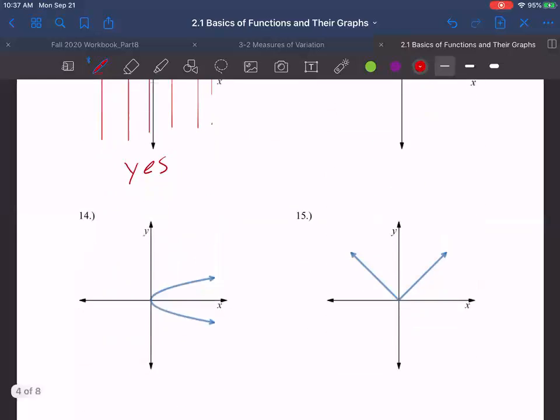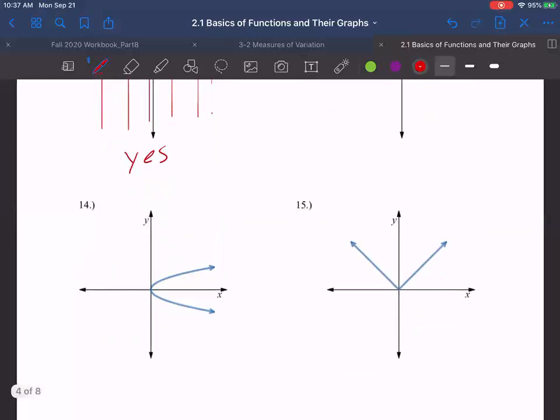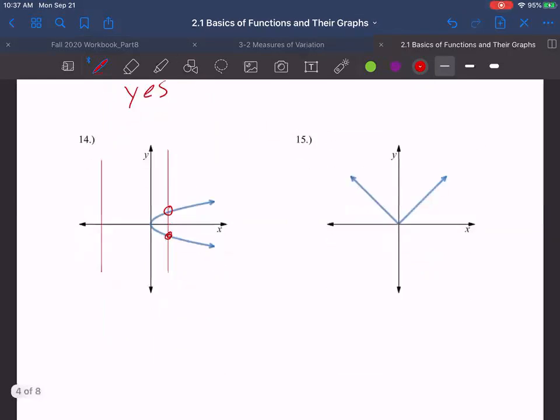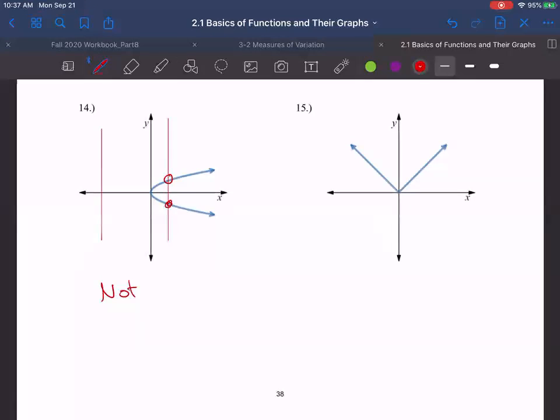If we look over here at number 14, on the other hand, anywhere I try to draw a vertical line, like here, it doesn't hit it at all, that's fine. It can not hit it, and that's acceptable. But if I come over here and I draw this vertical line in, I've hit it in 2 places, here and here. Since I hit the graph in 2 places, this is not a function.